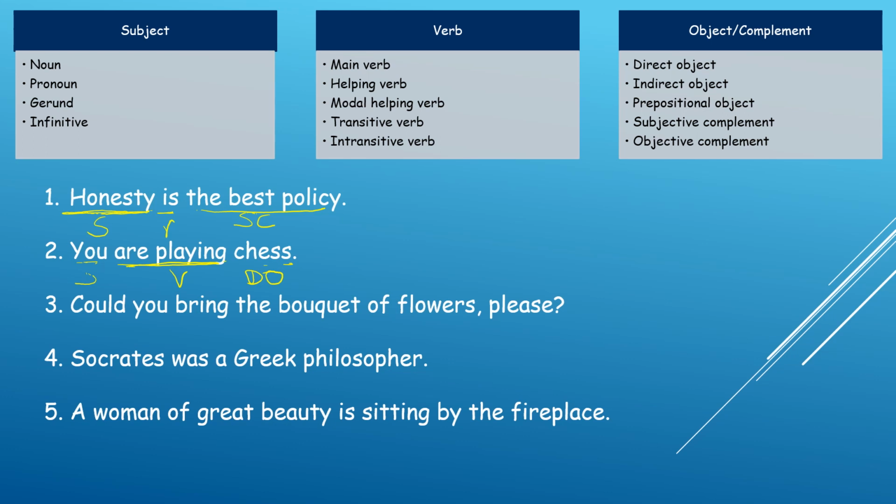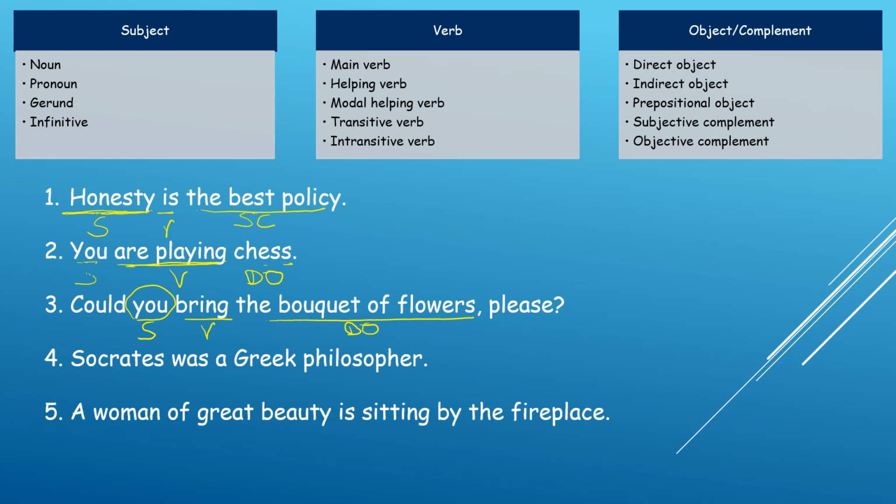Could you bring the bouquet of flowers, please? Now this is an interrogative sentence. If we transform this sentence into assertive, it would be, you are requested to bring the bouquet of flowers. So you is the subject. Bring is the verb and what you are requested to bring? The bouquet of flowers. So this is the direct object.